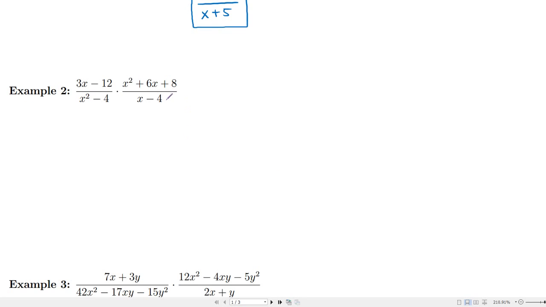So for our second example, we have this product. So 3x minus 12 divided by x squared minus 4, and then multiply by this rational expression. So multiplication, we're just going to multiply numerators and multiply denominators. And now let's proceed with factoring. So 3, we can factor that out, x minus 4. We can factor this trinomial. x, we need the product to be 8, the sum to be 6. So that would be plus 4 plus 2. Right, product is 8, sum is 6, so that looks good.